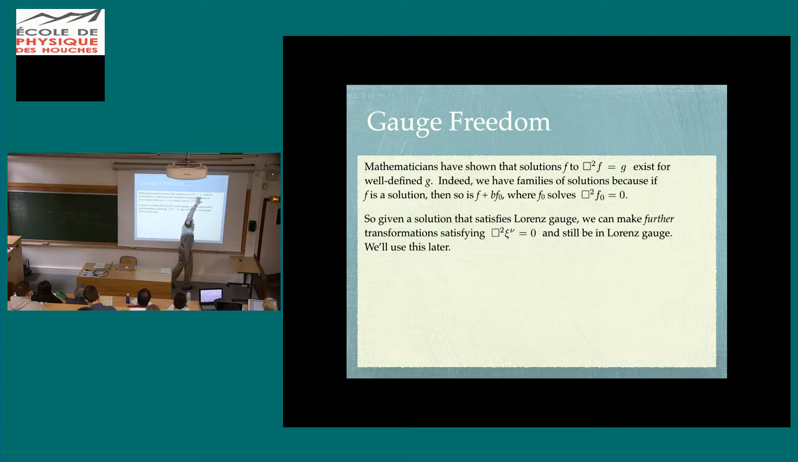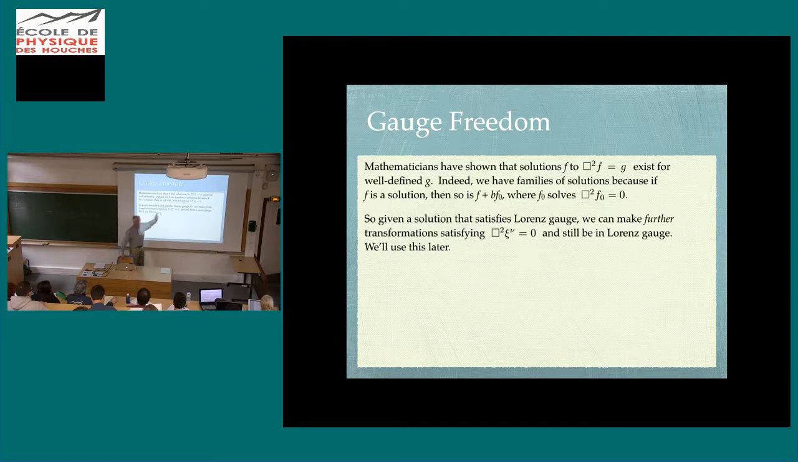So we still, in fact, have a family of solutions. What I want to do is find a solution of this form, but we have families of solutions because if one function f is a solution to that equation, then I can add any constant times f0, where f0 solves the homogeneous version of that equation. And mathematicians are telling us that's what the general solution looks like.